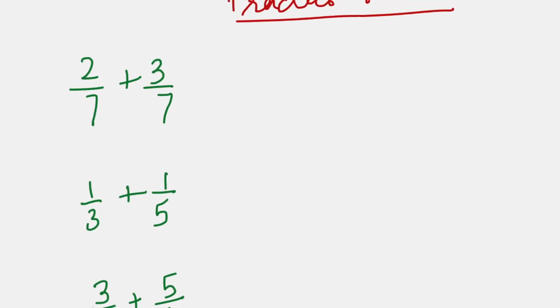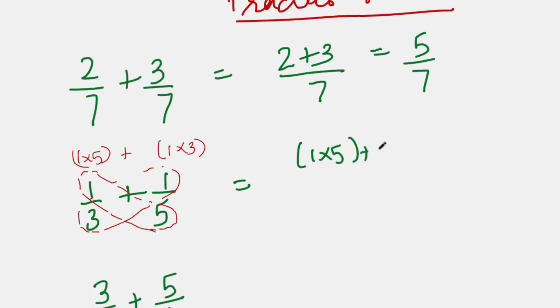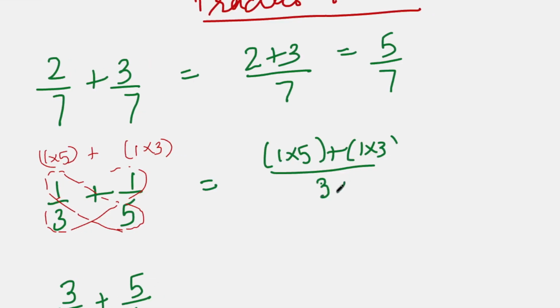So this is addition of like fractions. We will add the numerators. The denominator remains the same. We get 5 by 7. Here we'll do the butterfly method because the denominators are different and they do not have a common factor. So 1 times 5 and here we get 1 times 3. So 1 times 5 plus 1 times 3, the denominator gives us 3 times 5. So 5 plus 3 by 15, we get 8 by 15.